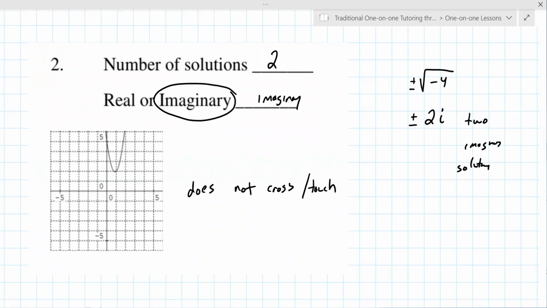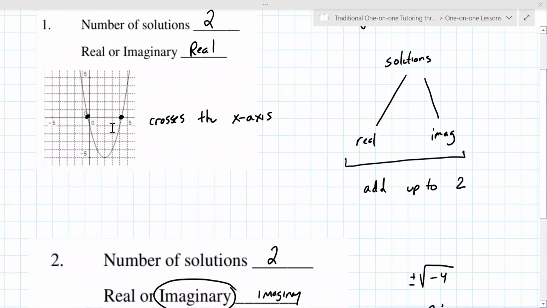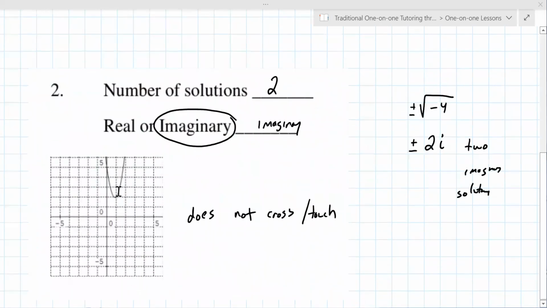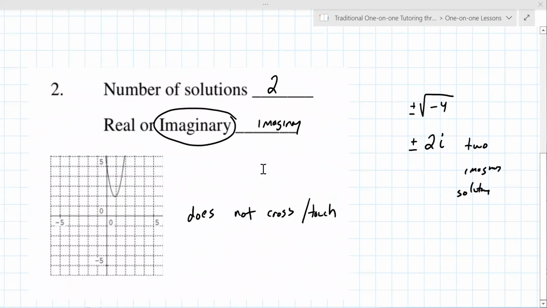Is there anything on that you'd like me to clarify? No, so actually, every single graph that it shows is always going to have two solutions, even if it doesn't touch two things. So we're going to get to the one last case in number 3, but if it crosses twice, that's two real solutions. If it does not cross, that's two imaginary solutions.